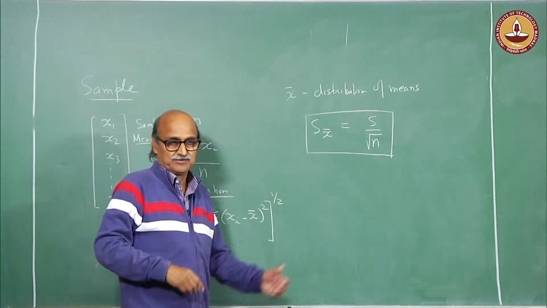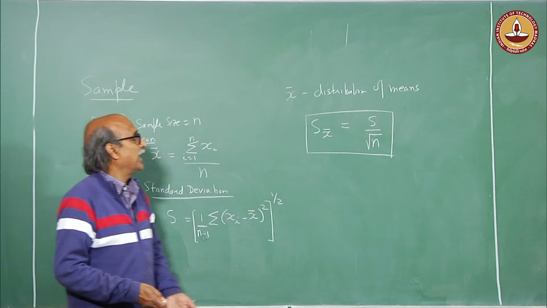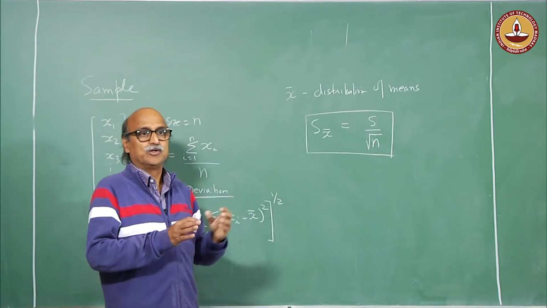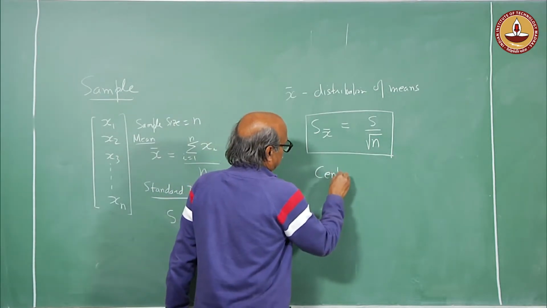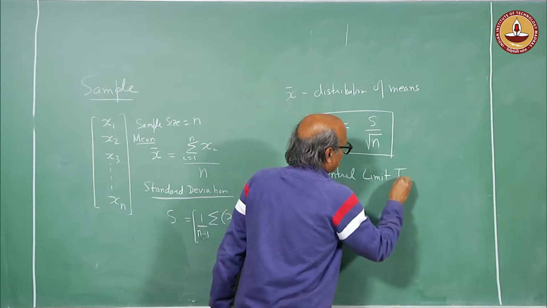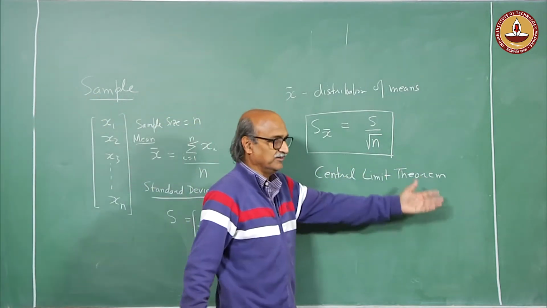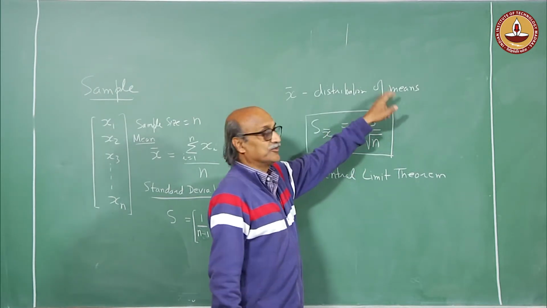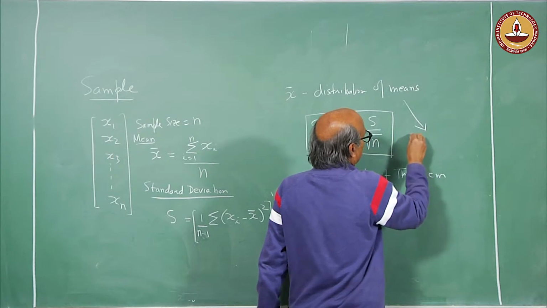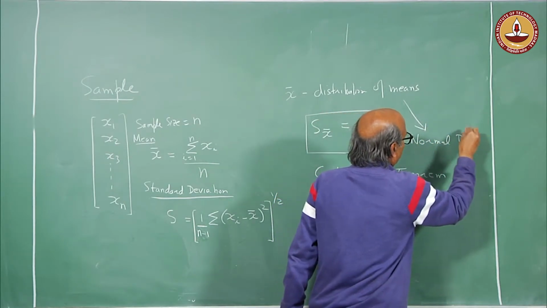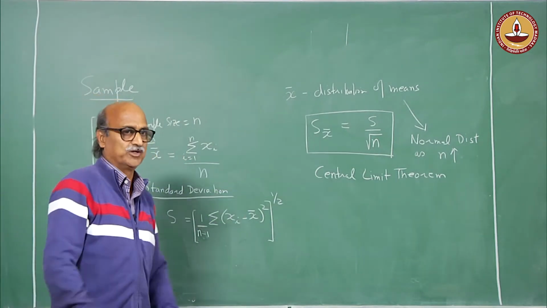And the second more important thing that comes out is that as n becomes larger, my probability distribution of the means tends towards a normal distribution. This comes from what is known as the central limit theorem in statistics. Okay. There is a theorem called the central limit theorem, which says that as n increases, the distribution of the means tends towards a normal distribution. So, this goes towards normal distribution as n increases, and as n tends to infinity, this becomes the normal distribution.